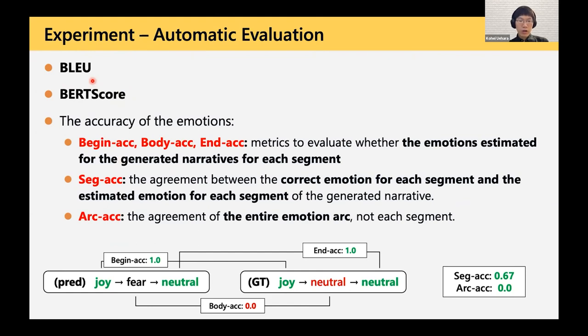And we use several evaluation metrics. First, we use BLEU and BERT score, which are commonly used as evaluation metrics for sentence generation. Besides, we use several metrics to measure the correctness of the emotion of the generated narratives. Beginning accuracy, body accuracy, and end accuracy are the metrics to evaluate the emotions for each part of the narratives. Seg accuracy and arc accuracy are the metrics to evaluate the entire agreement of the emotions of the generated narratives. In seg accuracy, the percentage of agreement is evaluated, whereas in arc accuracy, the exact agreement is evaluated.